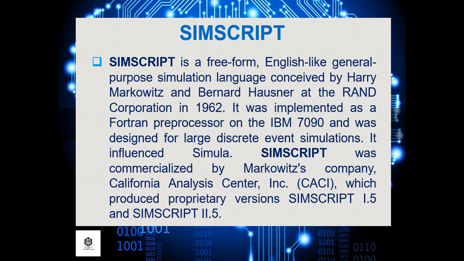SimScript is a free-form English-like general-purpose simulation language conceived by Harry Markowitz and Bernard Hausner at the RAND Corporation in 1962. It was implemented as a Fortran preprocessor on the IBM 7090 and was designed for large discrete event simulations. It influenced Simula. SimScript was commercialized by Markowitz's company, California Analysis Center Incorporated, CACI, which produced proprietary versions SimScript 5.5 and SimScript 2.5.